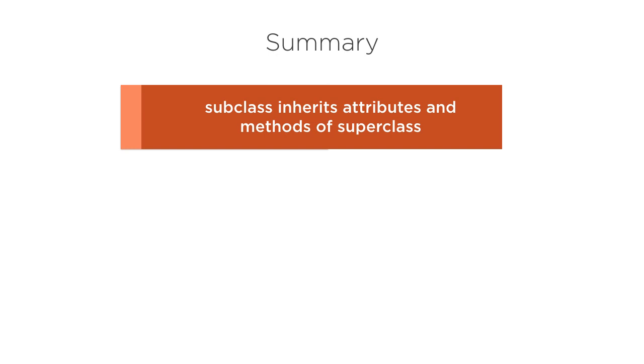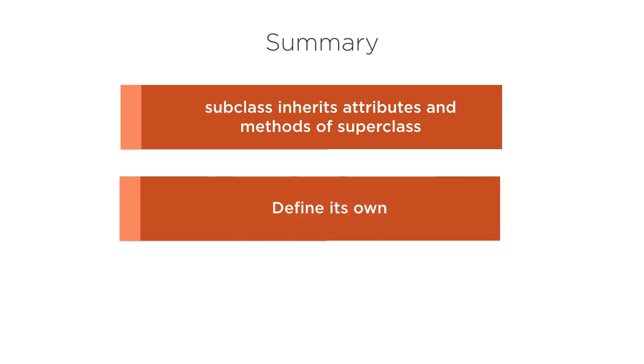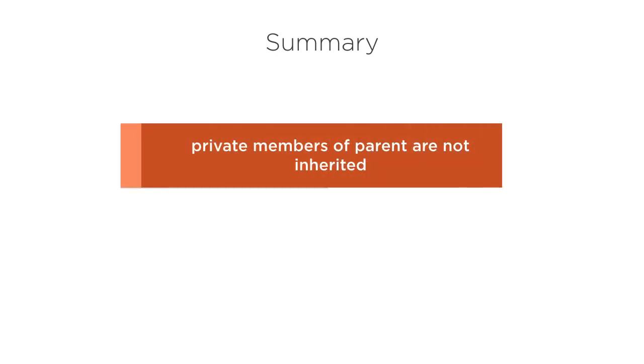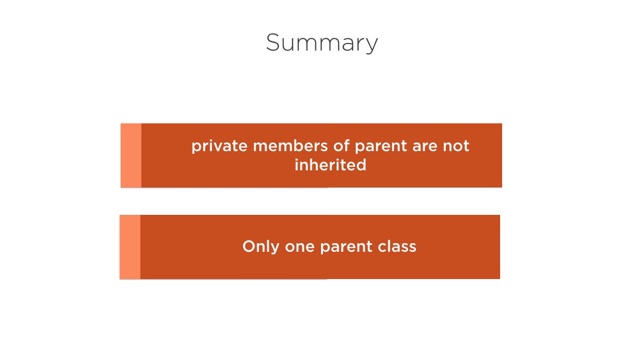In this video, we learned about inheritance, in which the subclass inherits the attributes and methods of the parent class along with the ability to define its own. It can further override the parent's implementation of the methods if it so chooses. Private members of the parents are not inherited. For every class, there can be only one parent class in Java.